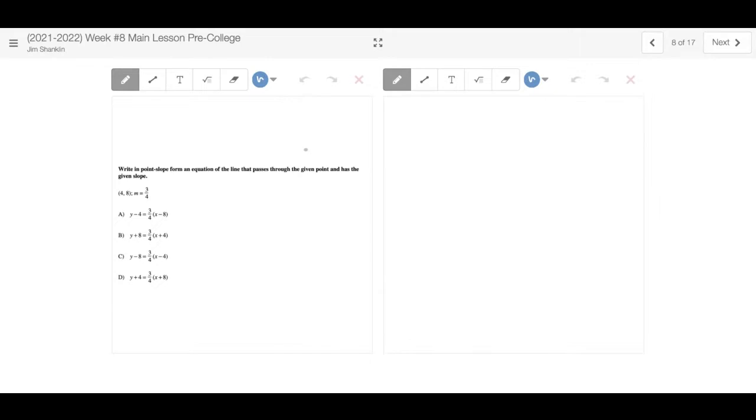Write in point-slope form for an equation of a line that passes through the given point and has a given slope. Okay, so point-slope form again is y minus y1 is equal to slope times x minus x1. So if I'm going to write this, it's going to be y minus 8, because that's my y value, is equal to slope, which is 3/4, and then x minus my x value, which is 4. Done. That's it. So it looks like letter C, if I'm looking at it correctly.